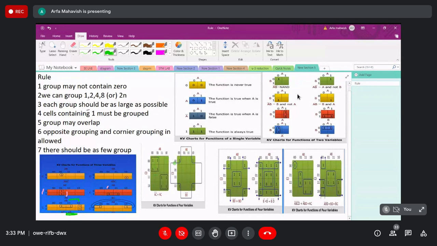Anyone can explain this diagram? This one, A, B, and C, D. Anyone? Say something, guys. What happened? Anyone?